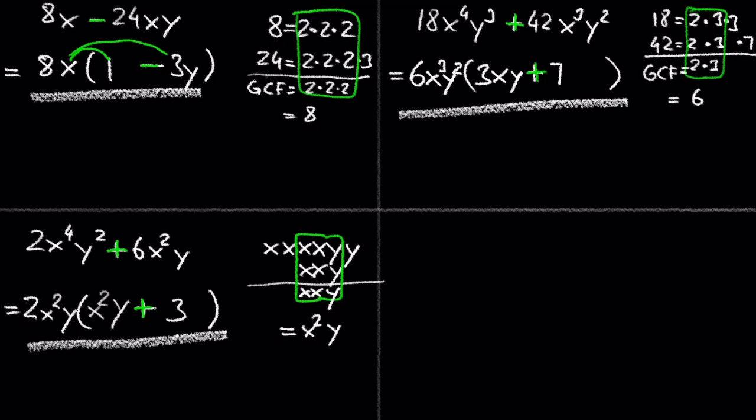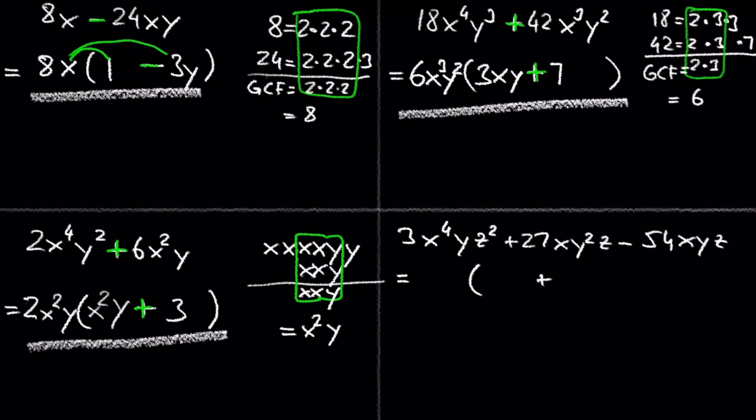Let's solve the last example. 3x to the fourth y z squared plus 27xy squared z minus 54xyz. Feel free to pause the video, grab some pen and paper, and try this yourself. Let's try this with prime factorization, which is a great tool to find the GCF of 3, 27, and 54.